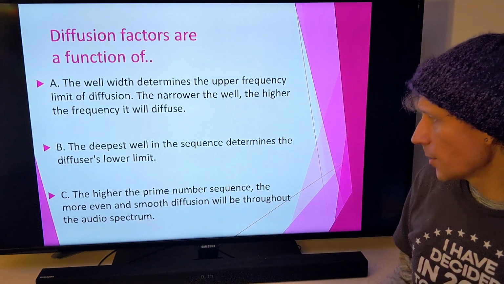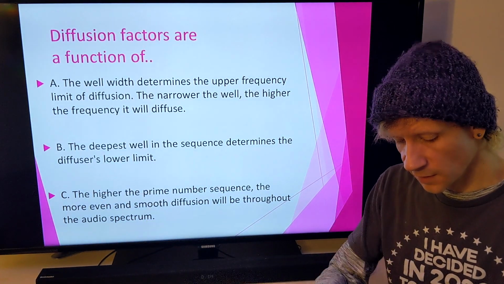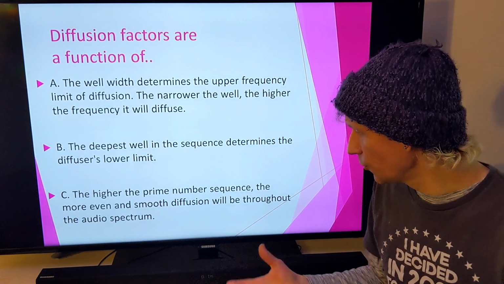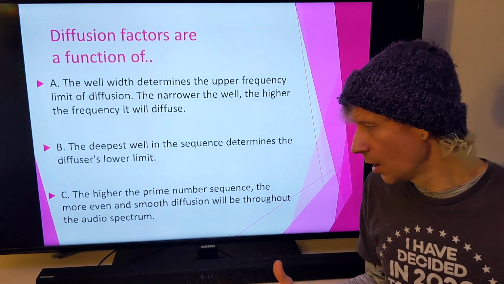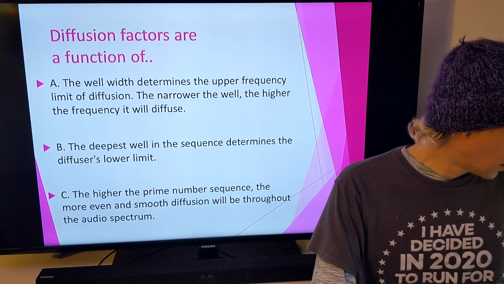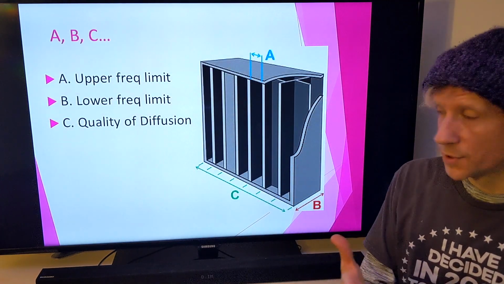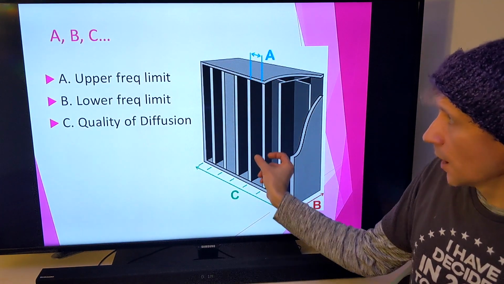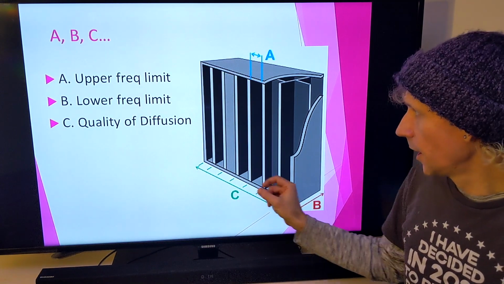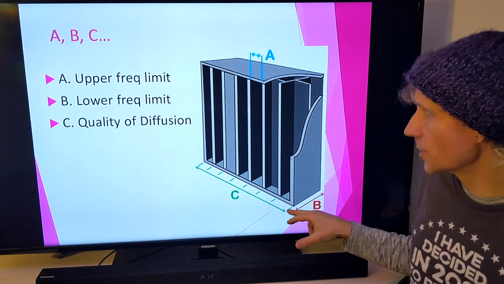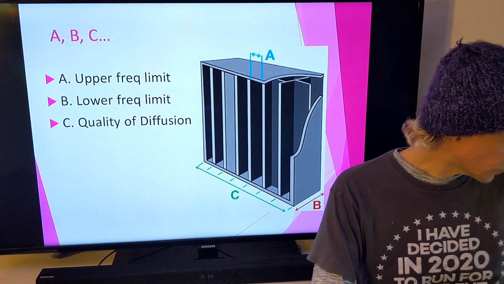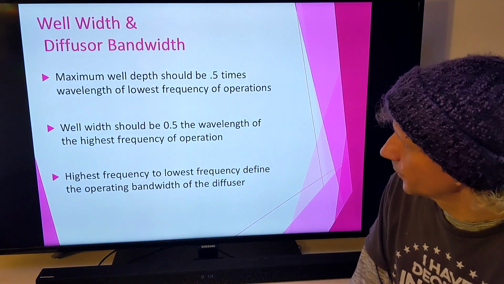And then the higher the prime number sequence, whether it's 5, 7, 11, 13, 17, the higher we go, the more evenly spaced out and the smoother the diffusion will be throughout the whole audio frequency spectrum. So here's what that looks like, what we just talked about. A, the well width determines the upper frequency limit. B, the well depth determines the lower frequency limit. And C, the prime number sequence determines the quality of the diffusion. So let's go one step further in all of that.